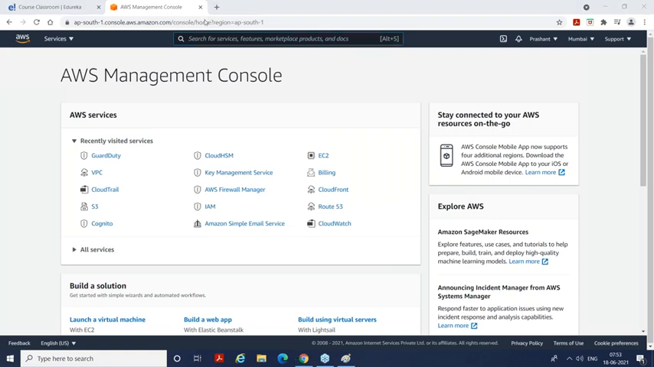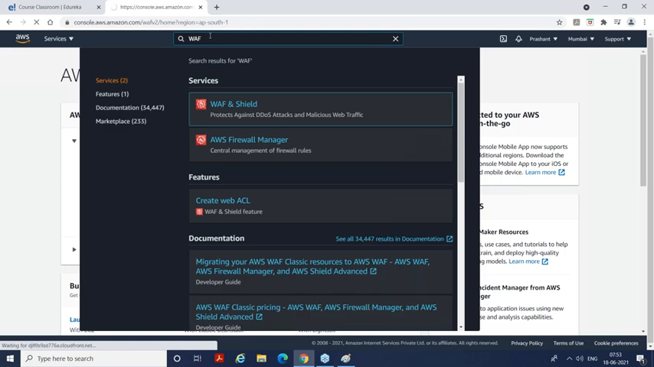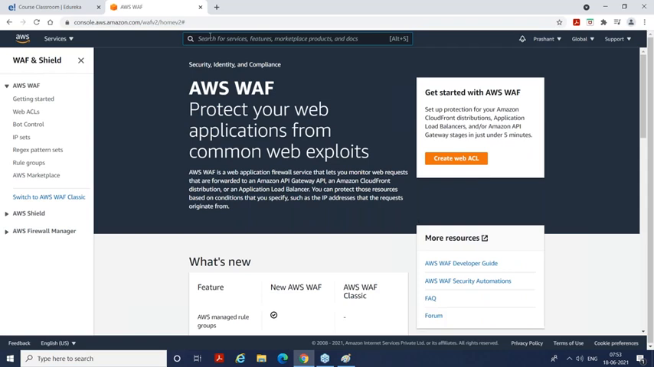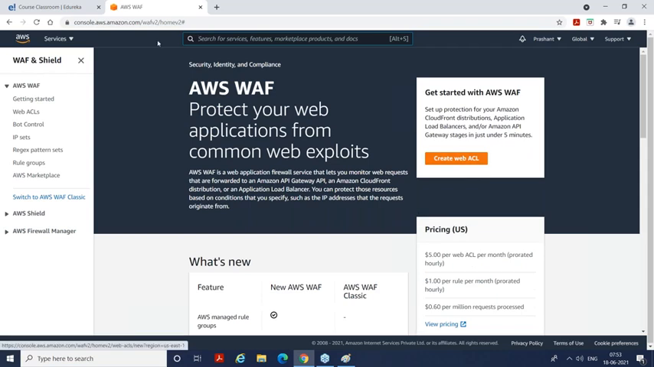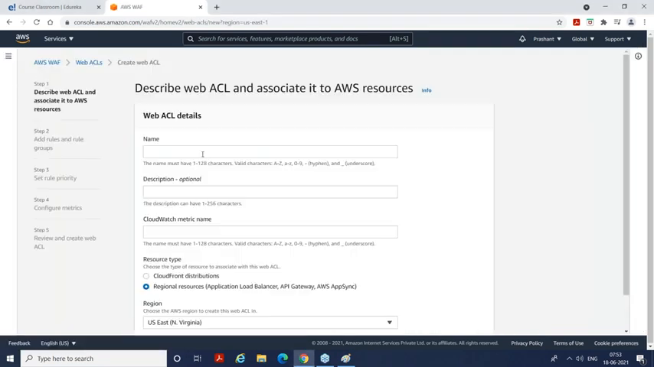Okay. So again, your cloud WAF is a completely managed service from AWS. You're not going to manage the underlying infrastructure. You're directly going to create your ACL. ACLs are nothing but your access control list kind of rules. So say create web ACL. It will ask for a name, say demo.